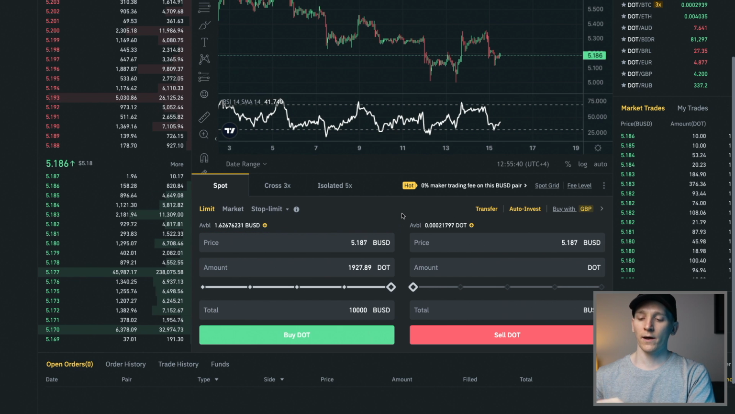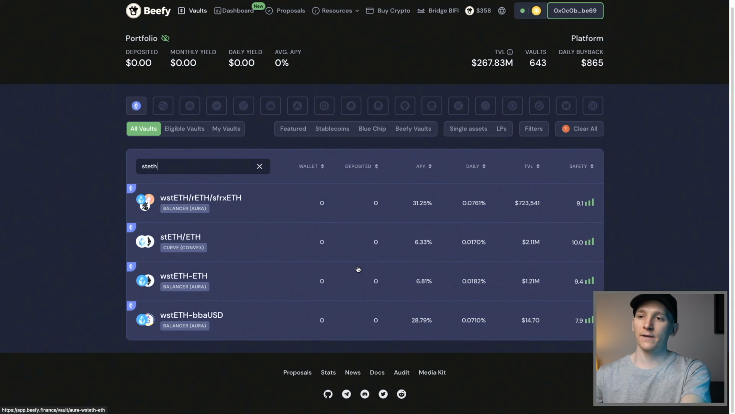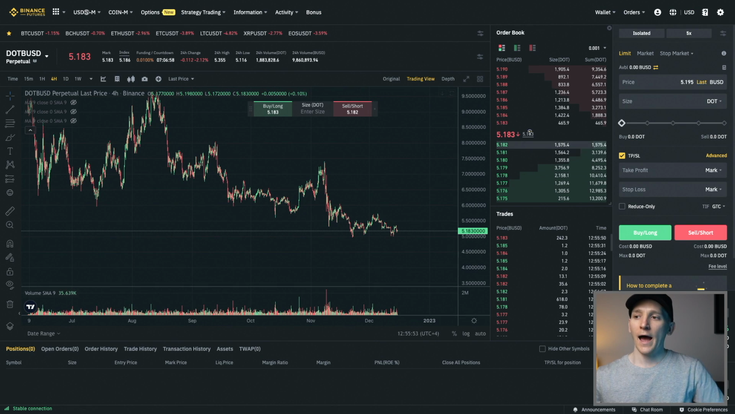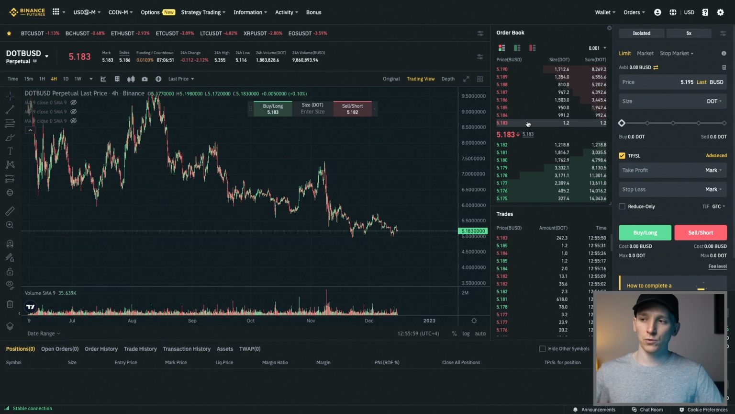So 1,927. Now, if you went ahead with that, you would have a $10,000 long position. You would be long 1,927 DOT. Then we need to go over to the futures market and cancel out that trade and make it a delta neutral trade, right? So $10,000 long, we now need a $10,000 short.